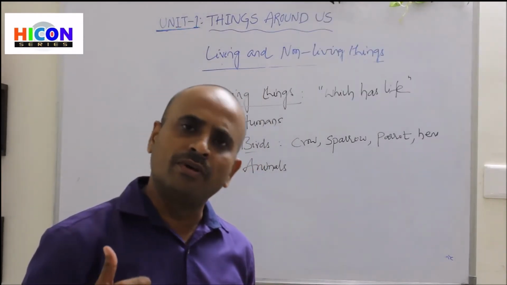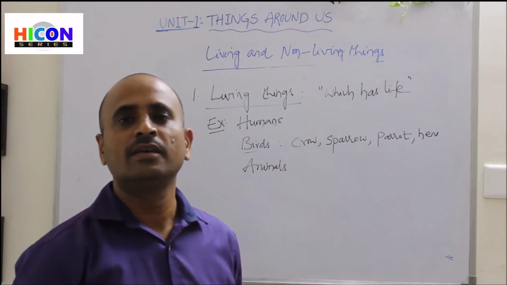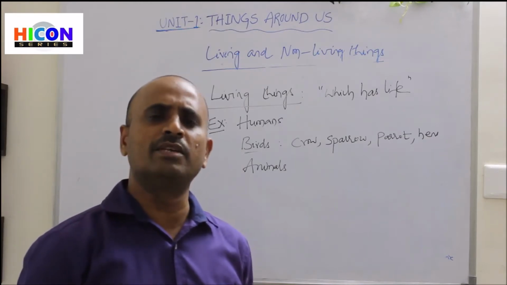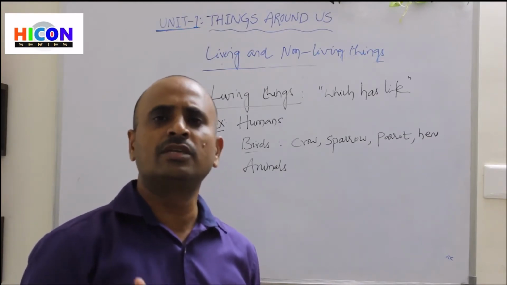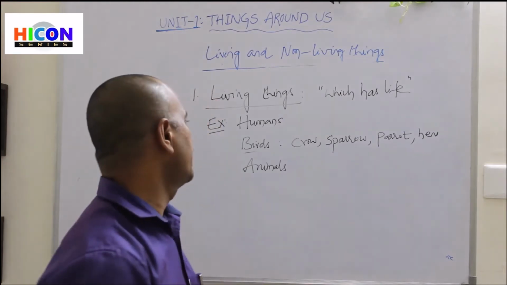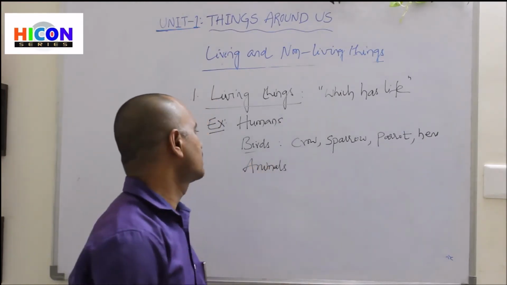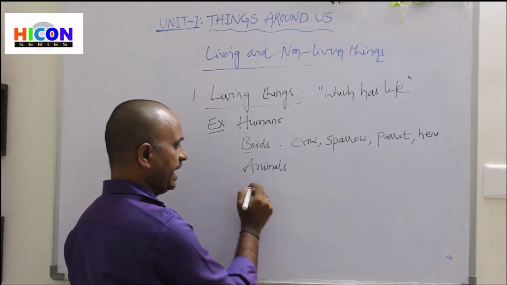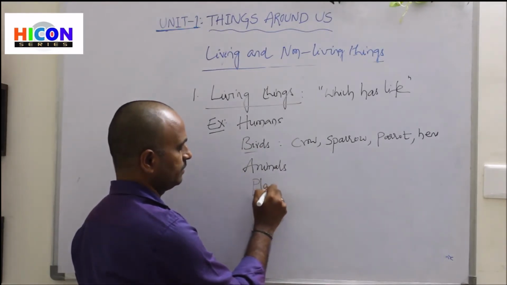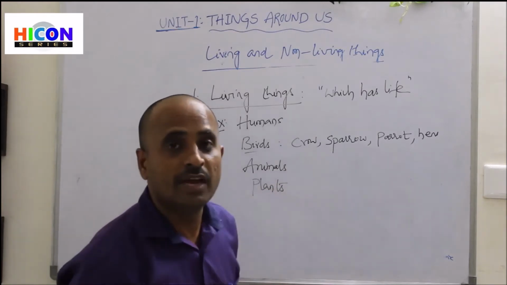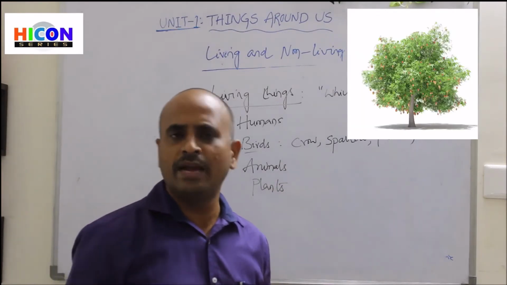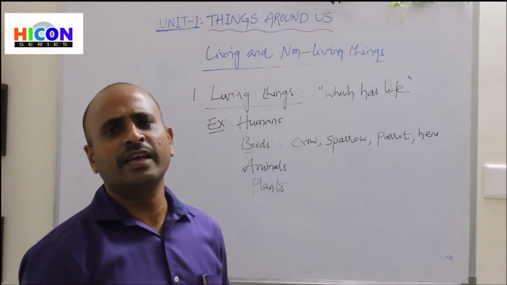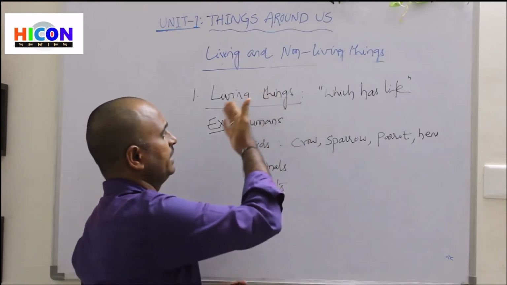And if you go to the forest, there are wild animals, and there are also domestic animals. Wild animals means tiger, lion, cheetah, bear. We also observe different types of plants, that means trees. As we discussed earlier, different types of plants are the mango tree, neem tree, orange tree, banyan tree and banana tree.